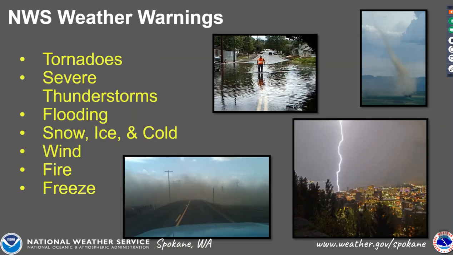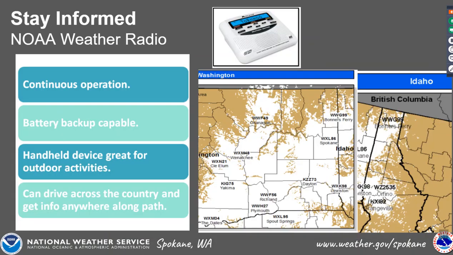The types of warnings that we issue: tornado warnings, severe thunderstorm warnings, flood, snow, ice, cold, like extreme cold, wind, fire weather, freeze warnings. These are all the types of warnings that we issue. And some ways to receive our watches and warnings, one way would be through NOAA Weather Radio. You can see the areas in white on these maps is where you can receive reception for NOAA Weather Radio. In a lot of the mountainous regions, it's a little more difficult to receive.